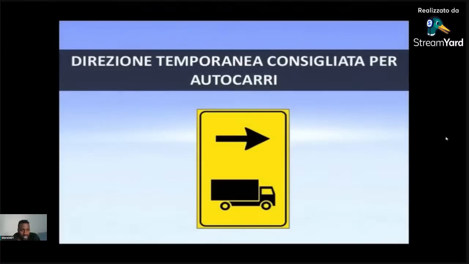Direzione temporanea consigliata per autocarri, which is temporary direction advised to articulated vehicles or camions to pass on the right side. I repeat, it's not an obligation. It is just an advice. Okay? A temporary advice for camion to pass on the right side.